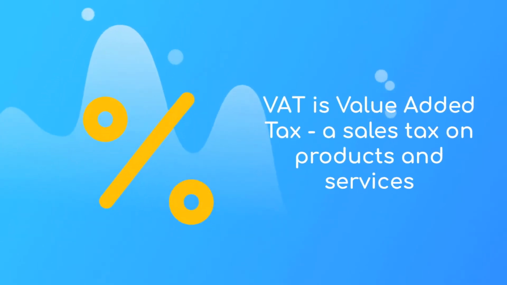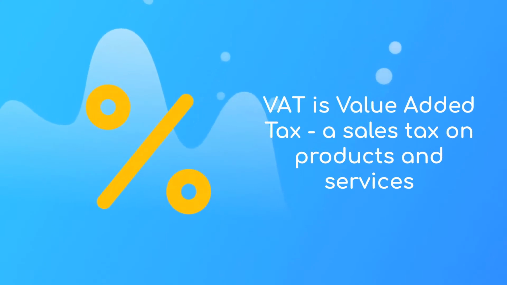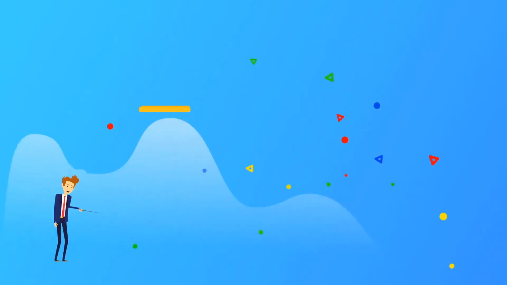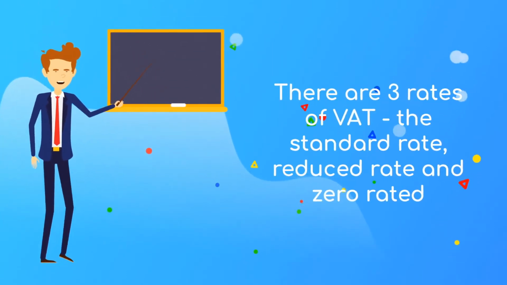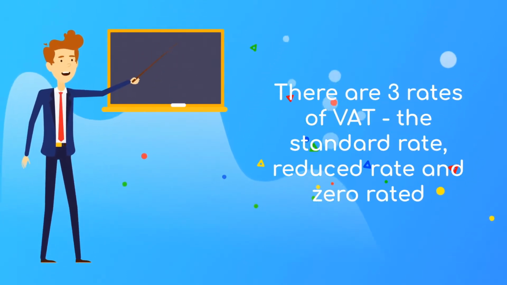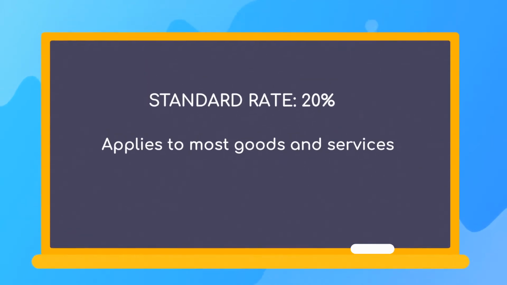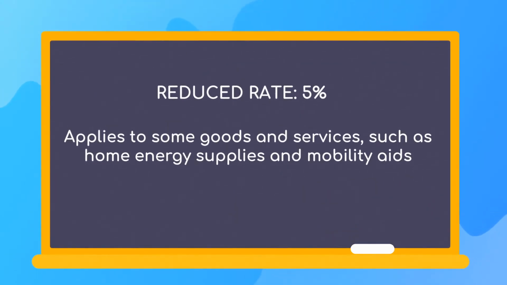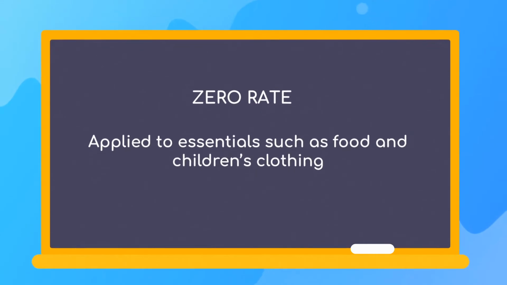VAT stands for Value Added Tax. It's a sales tax which is charged on the products and services your business sells. There are 3 rates of VAT in the UK: standard, reduced, and zero rated. The most common rate is the standard rate, which is currently set at 20% and applies to most goods and services. The reduced rate is set at 5% and applies to some goods and services such as home energy supplies and mobility aids. The zero rate is applied to essentials such as food and children's clothing.